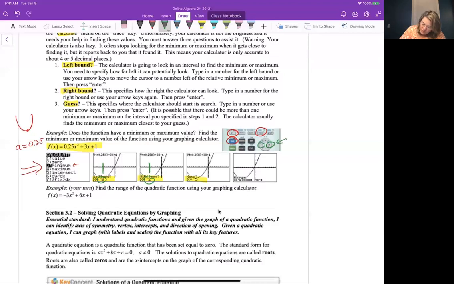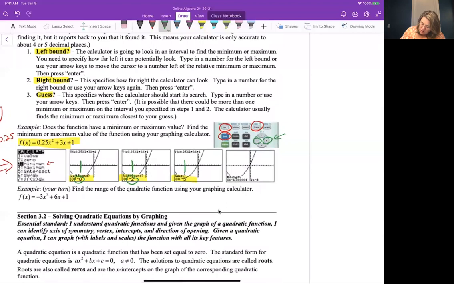And then we need to guess. So you could once again use your arrow keys to get close to it and hit enter, or just guess the value. I kind of like the arrow keys, to be honest with you. And then it's actually going to do some calculations, and notice what it comes up with. Okay, it comes up with -6, and a whole bunch of decimal points with a 1.